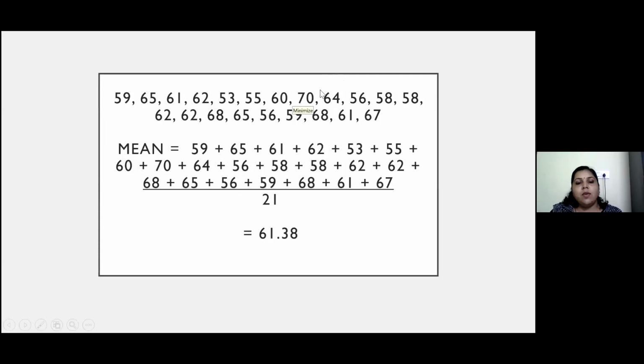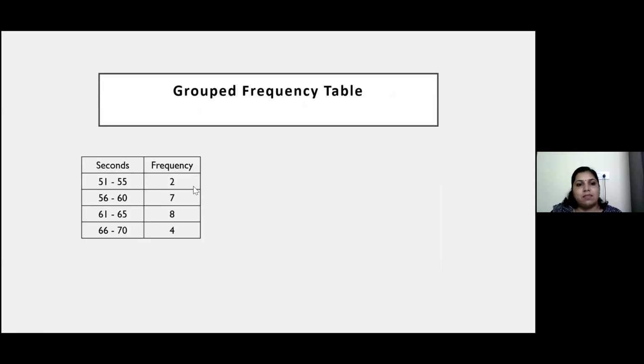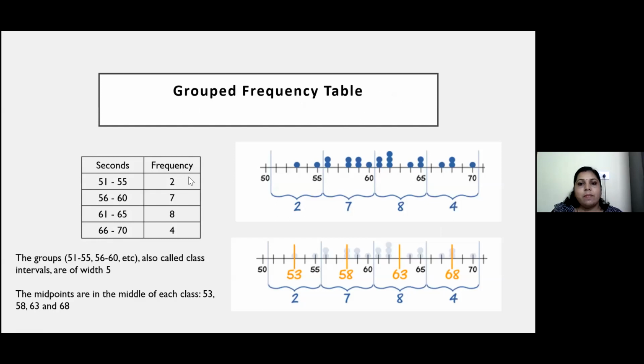So this is the way you have to solve it in ungrouped mode. Next, we will see how you have to convert this into a frequency table. We have converted those values into a frequency table based upon the intervals 51 to 55, 56 to 60, 61 to 65, 66 to 70. Frequencies are 2, 7, 8, and 4 based upon the distribution of data. If you take the class interval 51 to 55, two data, one is 53 and one is 55.